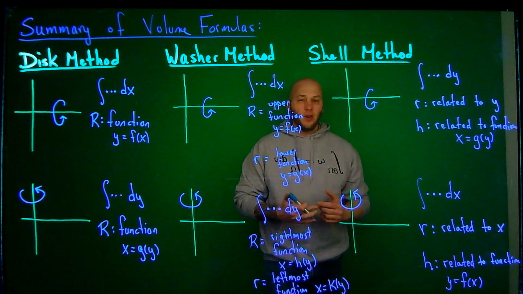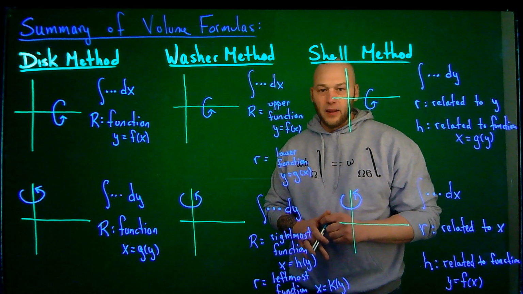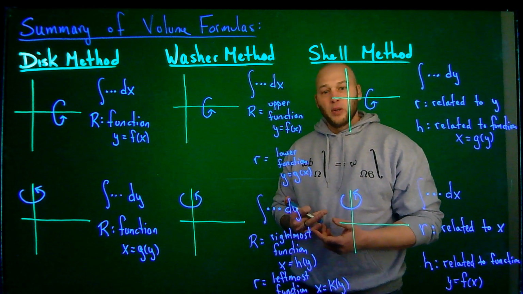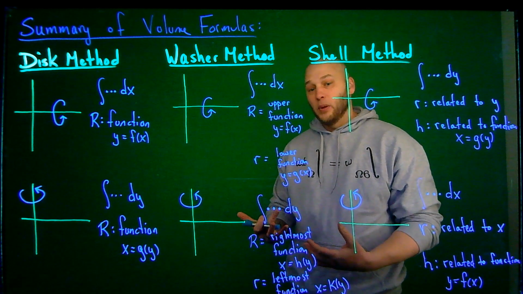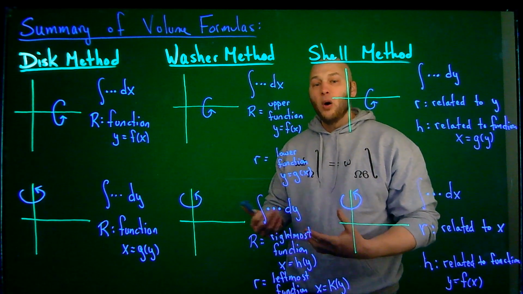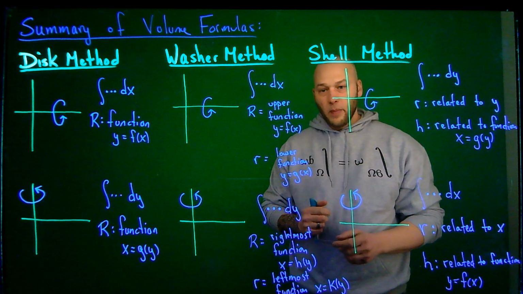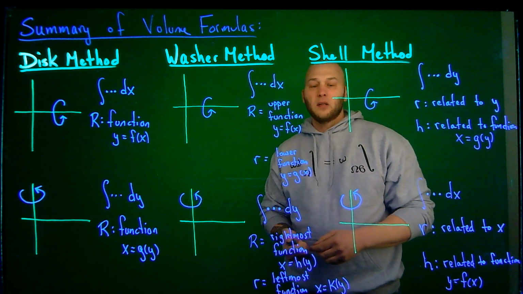I'm going to give an overall summary of the volume formulas for solids of rotation that you will encounter in your Calc 2 course. I'm not going to present the exact formulas. I'm not going to present any examples. I'm just going to give you an overall view of the components of each of the disk method, the washer method, the shell method when I rotate across the x-axis or the y-axis.